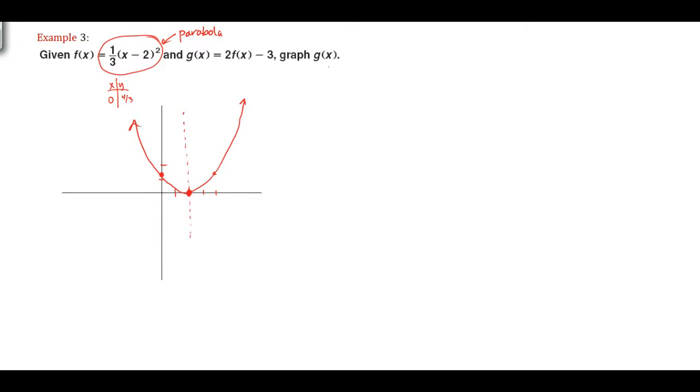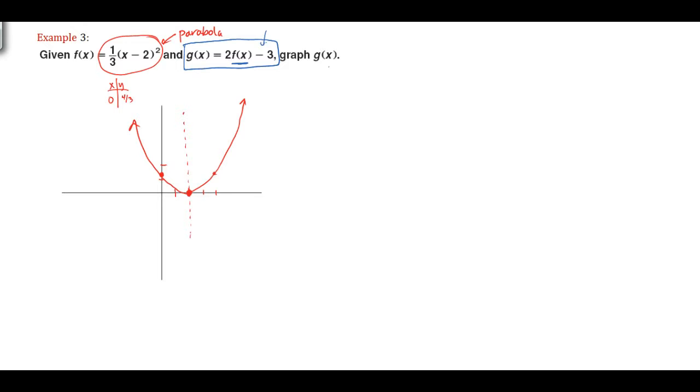Now, they want us to graph g of x. So in other words, they want us to graph this one. Well, the original one right there is f of x. But it's got a multiplier of 2. So to the whole function, that's a stretch of 2, so it's going to be steeper. If you want to think in the world of y-intercepts going up, we're going to multiply the y-intercept by 2, so it'll be 8/3 now. And then you're going to do a down 3 shift, so you're going to move everybody down 3.